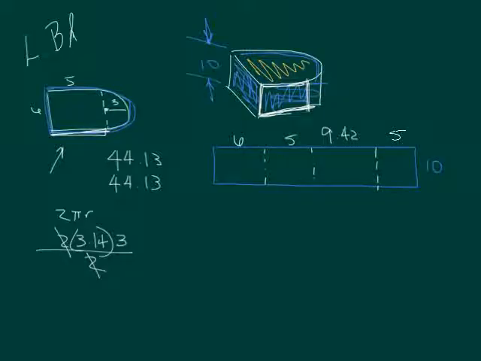Alright, so I've got the length from there to there, which is going to be all 4 of those numbers added up, times 10. And that would give me the lateral surface area, which is 254.2.